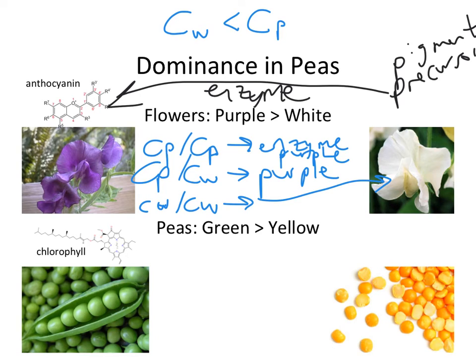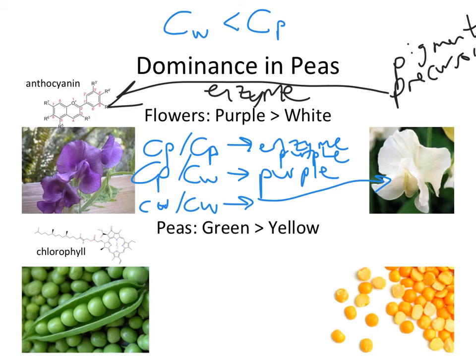So that's why purple is dominant to white. Even if you've got one copy of the protein working, it's still converting precursor pigment into the purple pigment, anthocyanin. It's dominant. I'm not going to go through the green to yellow, the bottom example, specifically because it's exactly the same story. Different enzymes, different genes, but it's the exact same story.